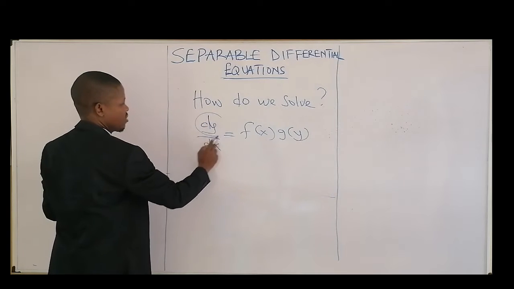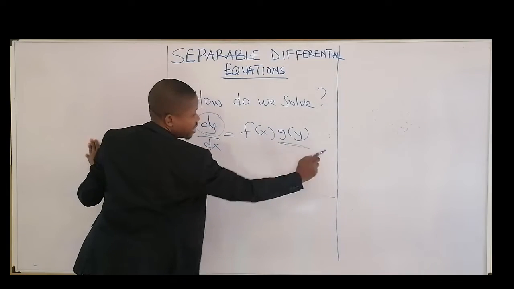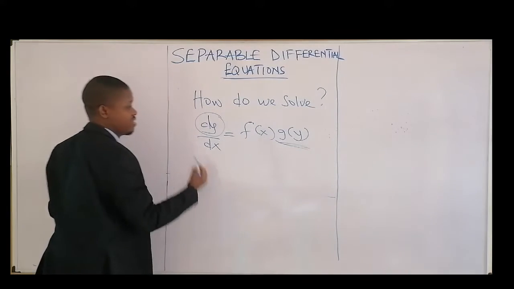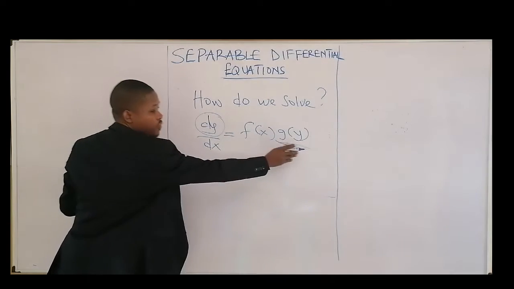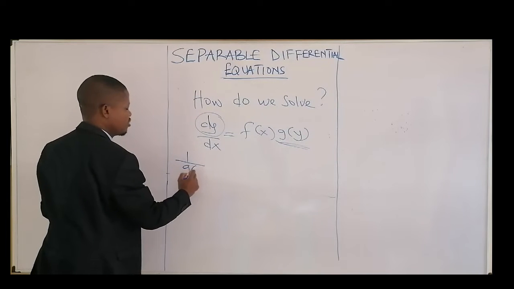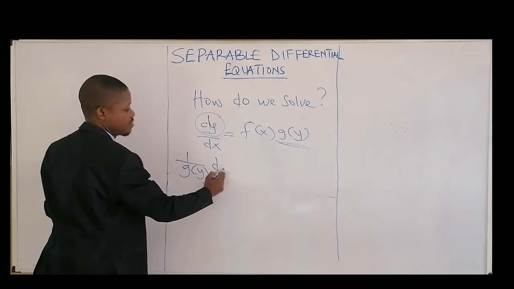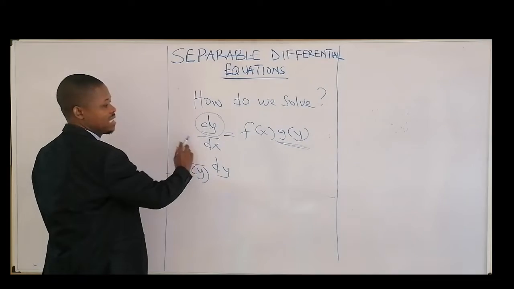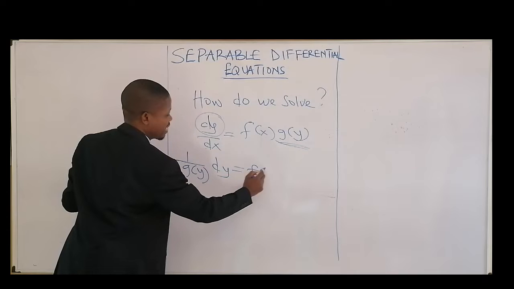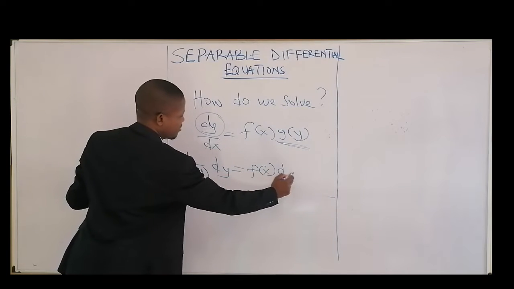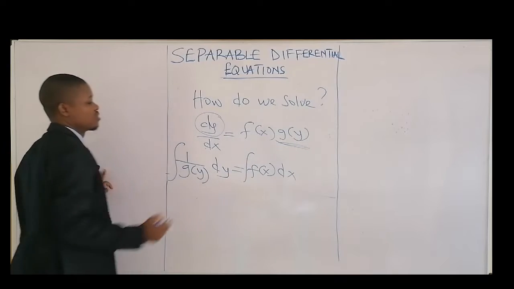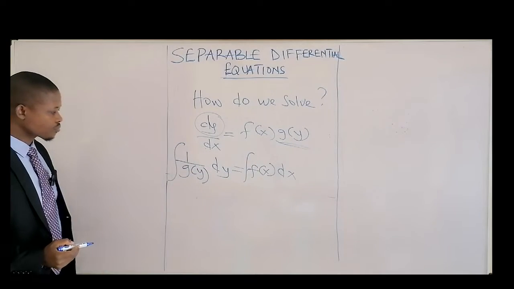This is your dy. Okay, so remove this one from here, and that will be divide both sides by g of y. So that will be equal to 1 over g of y dy. Okay, and multiply both sides by dx. So that will be equal to f of x dx. Okay, then integrate both sides of the equation.